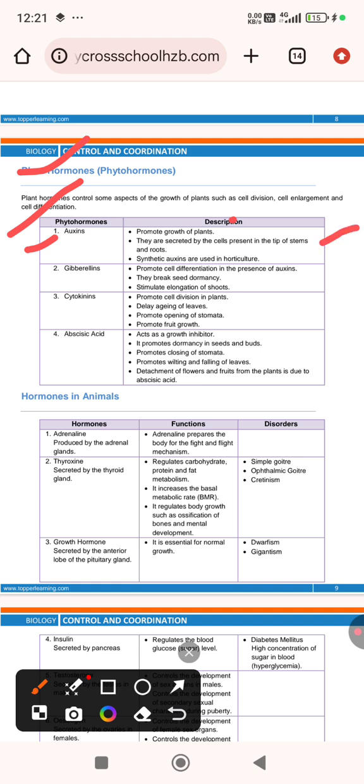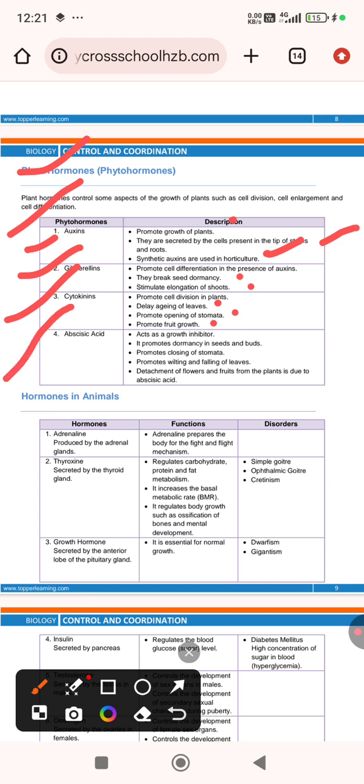Synthetic auxins are used in horticulture. Number 2, gibberellins. They promote cell differentiation in the absence of auxin. They break seed dormancy. They stimulate elongation of shoot. Number 3, cytokinins. They promote cell division in plants. They delay aging of the leaves. They promote opening of stomata and they promote fruit growth.